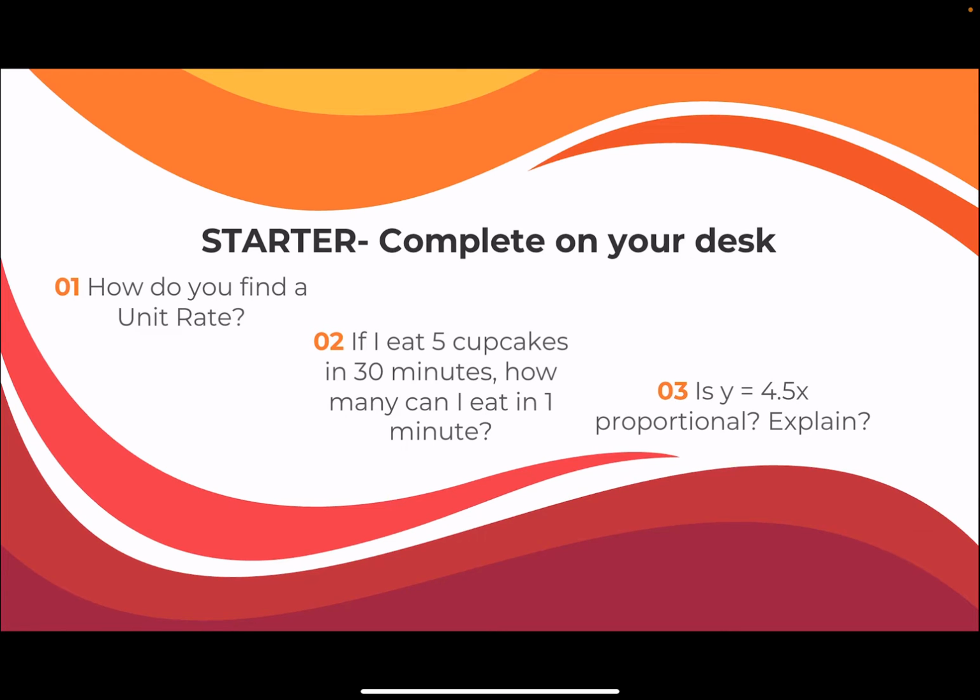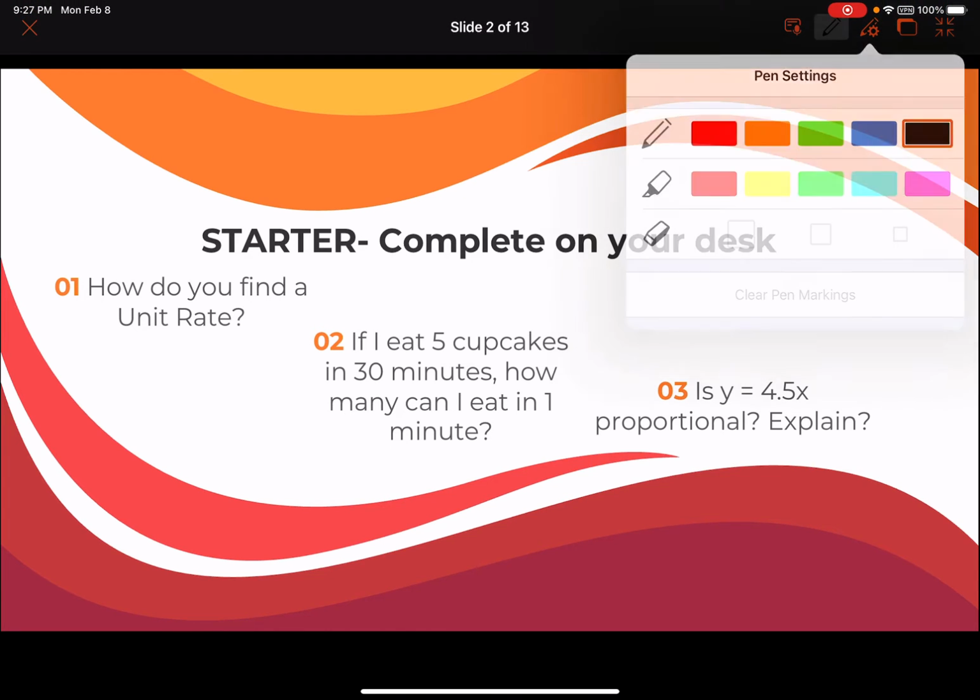So here's your starter, so pause this and work on these three starters. If you're back to the video, that means you've paused it, you've tried to do these starters on your own, and you are back to learn how to do it. Okay, so how we find a unit rate.